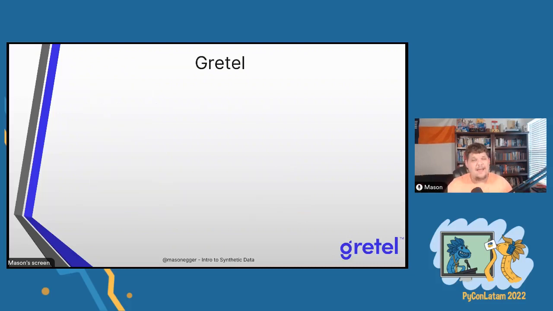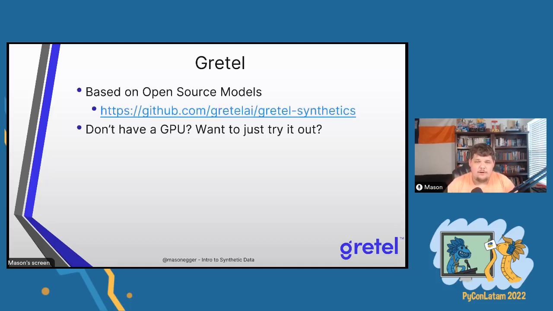However, if you don't have time or a GPU to spin up and you still want to do this, you can totally try out the Gretel platform today. All of our models, as I said, are based on open source. They're here at the Gretel Synthetics. We have a free tier. So if you want to try it out today, feel free to go ahead. Sign up for the free tier at gretel.ai.